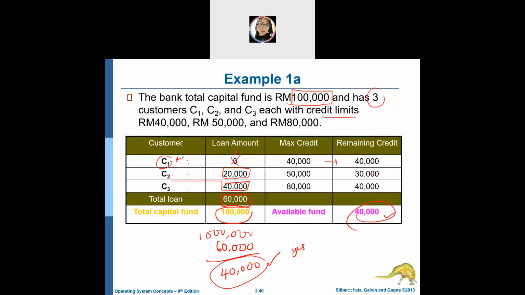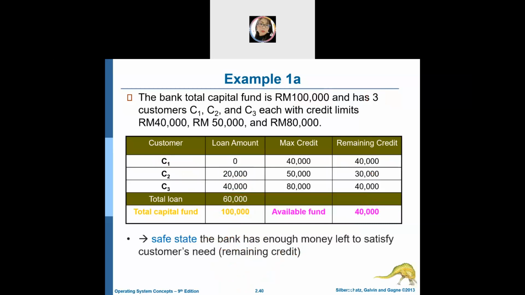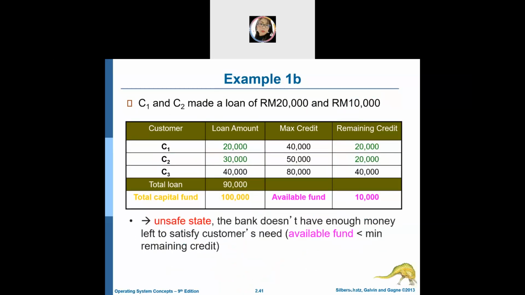So you have an available fund with which you can support all, at least one. So now you can see another example. This one is a safe state. The bank has enough money left to satisfy the customer's need, which is the remaining credit. For example, the second example.